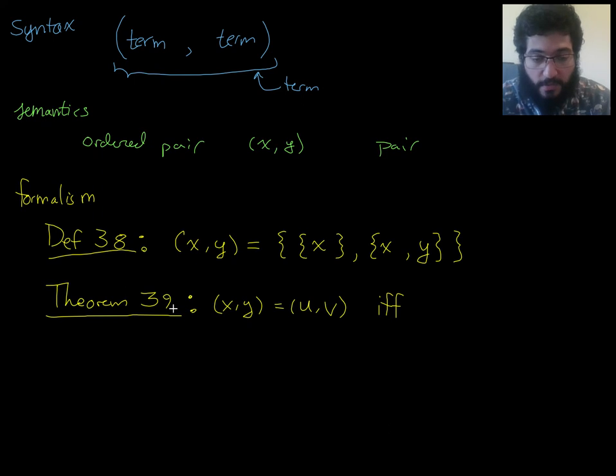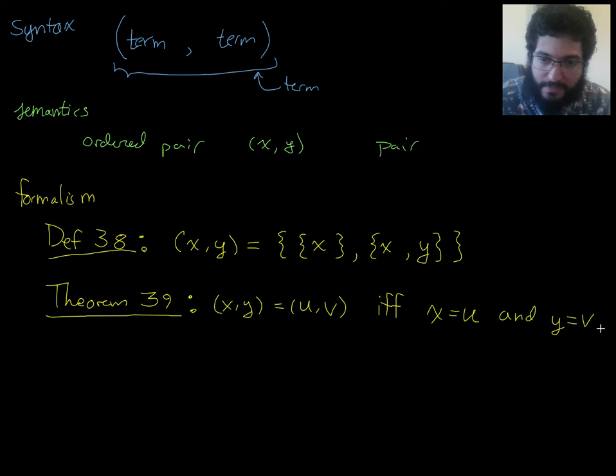So this is theorem 39, and it tells you exactly when, so if and only if, two pairs are equal. Two pairs are equal if and only if their first positions match up and their second positions match up.